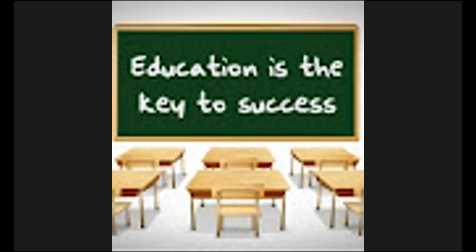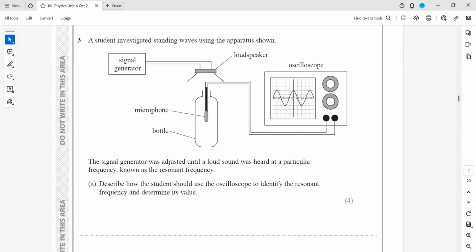Sorry, I was disconnected. Look, the question was how the student can find a resonant frequency. The resonant frequency means the frequency at which the amplitude of vibration is maximum. So first the student will determine the wave pattern which gives the maximum amplitude. That is the first thing. So first we should find the wave pattern that gives the maximum amplitude.